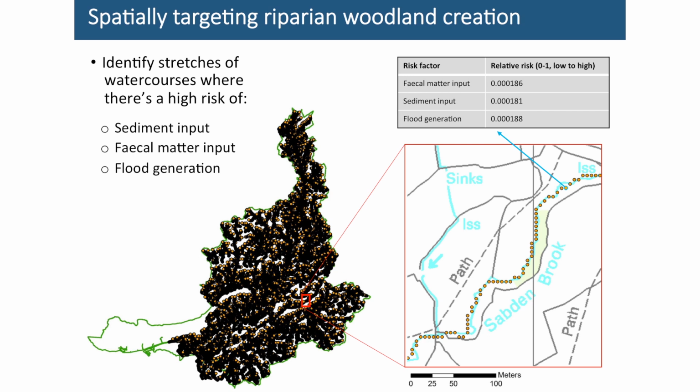There's more than I've listed here, but the 3 that we're going to talk about today are these 3 I've listed. Each point had a relative risk of faecal matter input associated with it, and that risk was relative to all the other points within the catchment, calculated based on the watershed that fed up to that individual point. Each point also had a score which represented the relative risk of sediment input at that particular point in the watercourse, and also the relative risk of flood generation.